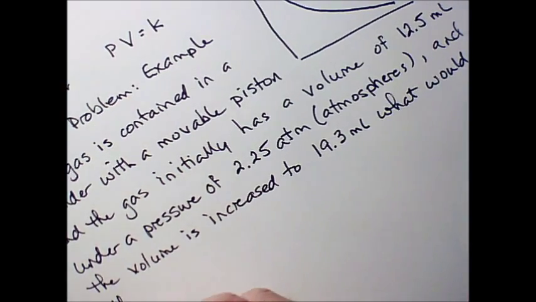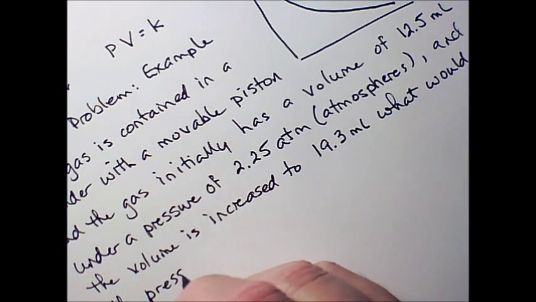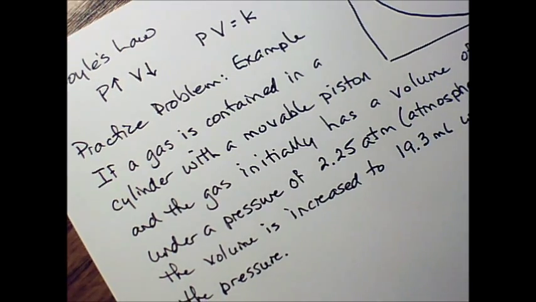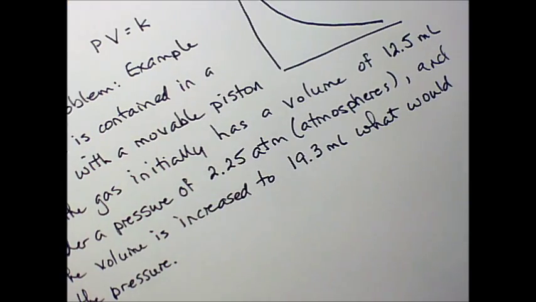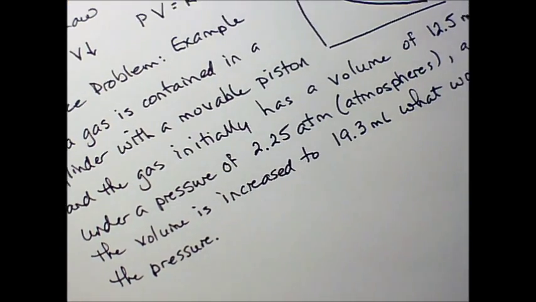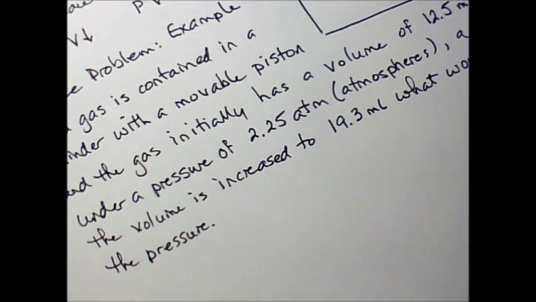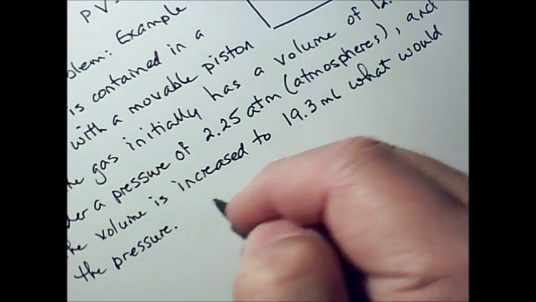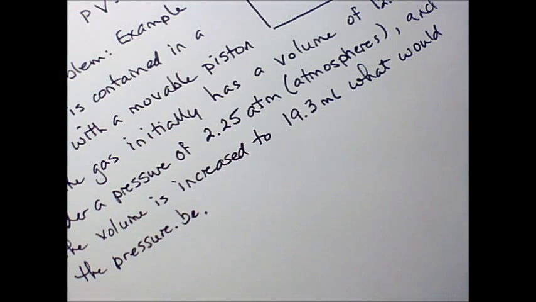What would the pressure be? All right, I'll read the problem out to you while you're writing it down. So if a gas is contained in a cylinder with a movable piston, and the gas initially has a volume of 12.5 milliliters under a pressure of 2.25 atmospheres, and the volume is increased to 19.3 milliliters, what would the pressure be? Question mark. I got to also take out this period here.